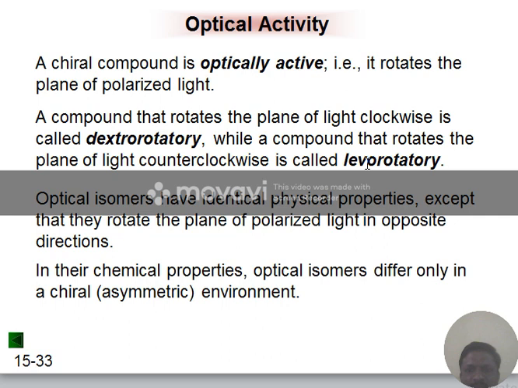Optical isomers have identical physical properties, except that they rotate the plane of polarized light in opposite directions. In their chemical properties, optical isomers differ only in a chiral, that is, an asymmetric environment.